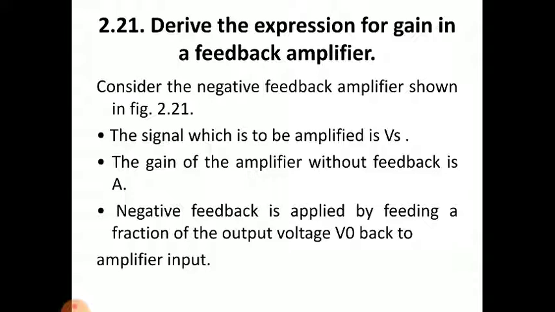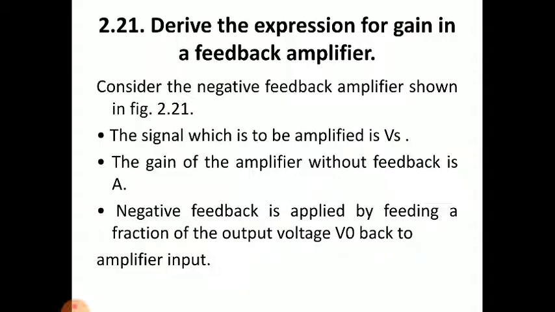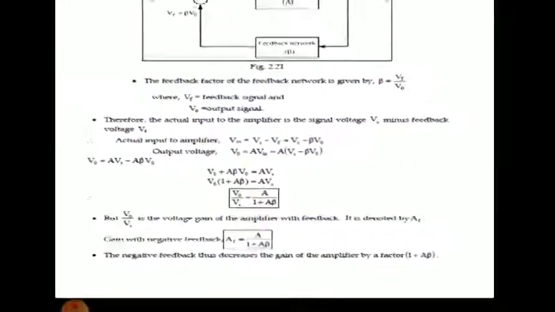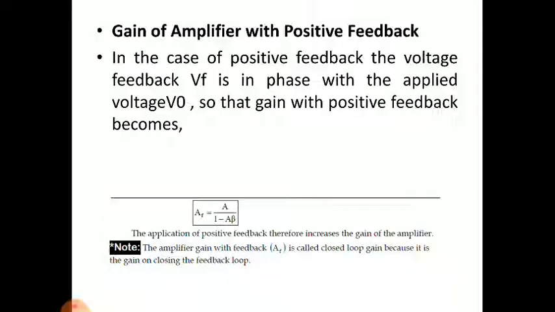And the expressions, the simple mathematical derivation. First we derive it for the negative feedback amplifier. Observe this: Vs minus Vf, and the simple equation Vinput is equal to Vs minus Vf. From the feedback network we have beta equal to Vf by V0, and by doing some mathematical adjustments we get AF equal to A by 1 plus A beta, so the overall gain will decrease for negative feedback. In the case of positive feedback, Vinput is equal to Vs plus Vf, and we get AF equal to A by 1 minus A beta.